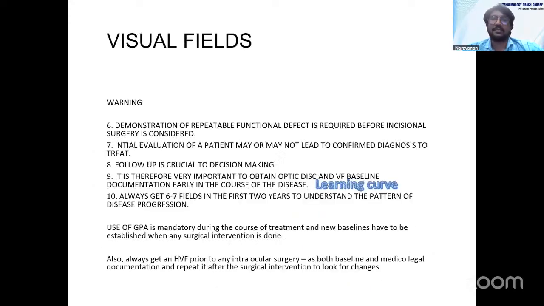Always look at the reliability indices of the patient. Always demonstrate a repeatable functional defect, especially if you're planning any type of surgery or if there is any change in the medical management of the patient. Always take multiple visual fields, especially 6 to 7 visual fields in the first 2 years, to look for fast progressors, and also make sure that you take a visual field in all cases, because even a normal baseline is still a baseline, and always look for a learning curve. Over a period of time, a glaucoma progression analysis can also help in understanding. Each time you plan the surgery, and post the surgery, get a new baseline, not only for understanding the disease, but also for medico-legal purposes.